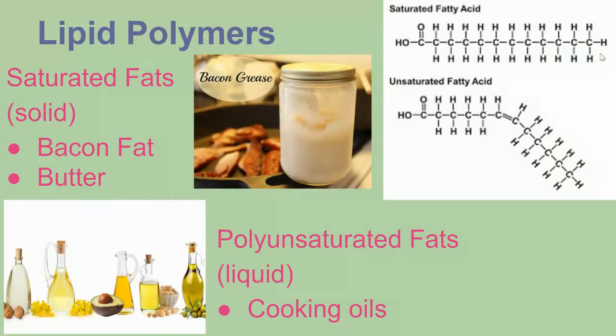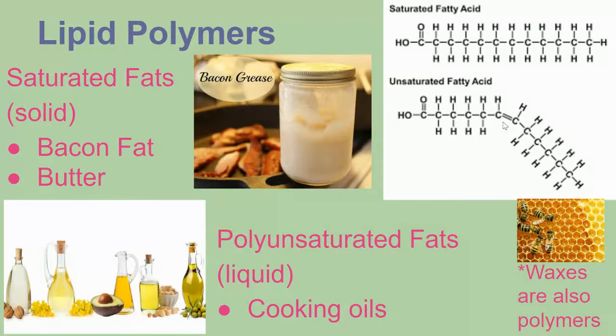So here's what makes a difference chemically. Saturated fats have a lot of hydrogens. You can see all around their carbons, they're full of hydrogens, or in other words, saturated with hydrogens. The unsaturated ones are missing a hydrogen, well, actually two hydrogens in here. So they have a little double bond with carbon going on where the hydrogens are missing. That allows those molecules to have a little bit more flexibility, and they are liquid at room temperature. The final type of lipid polymer would be wax. Waxes are also considered a polymer, and you can see an example produced by bees.